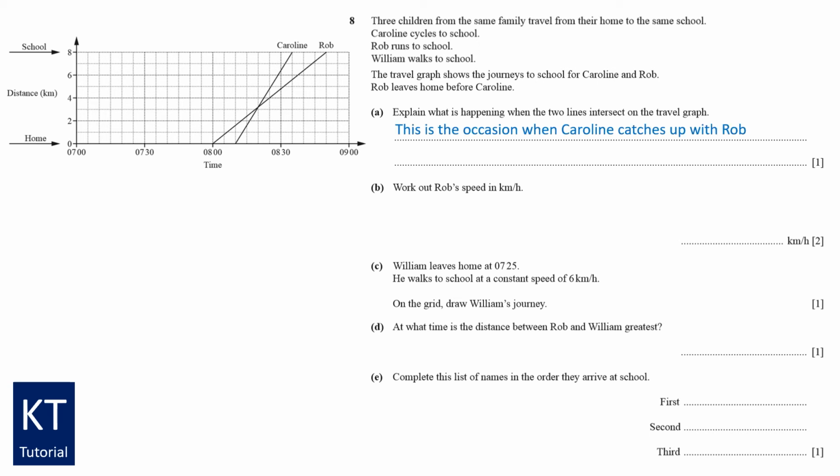This is the occasion when Caroline catches up with Rob. Next, work out Rob's speed in kilometers per hour. Speed being a measure of distance over time leads us to this being 9.6 kilometers per hour.